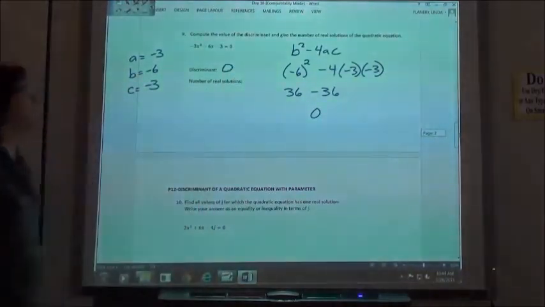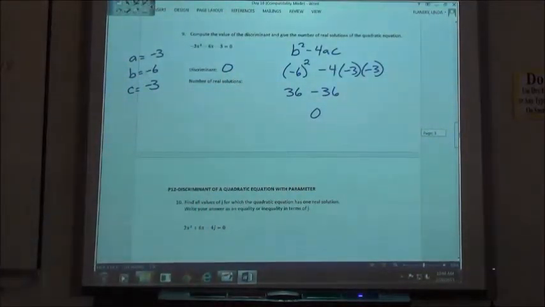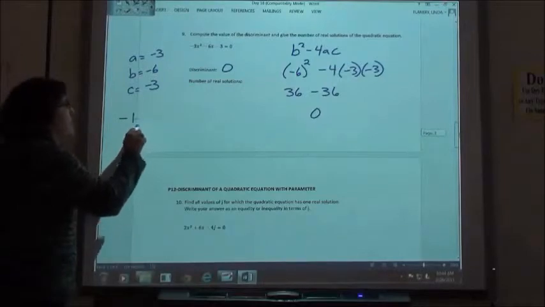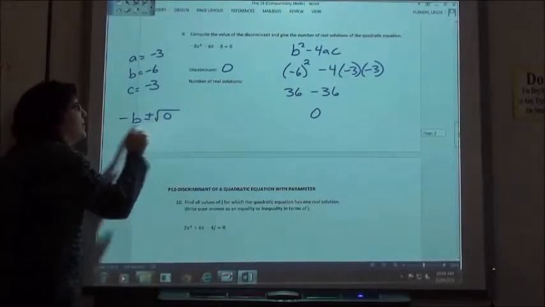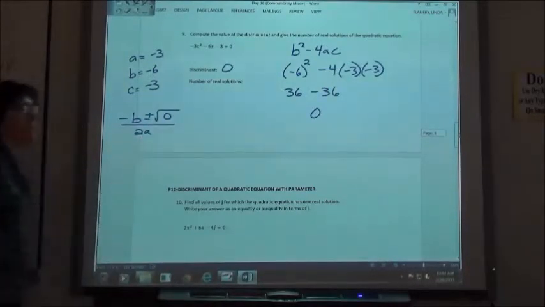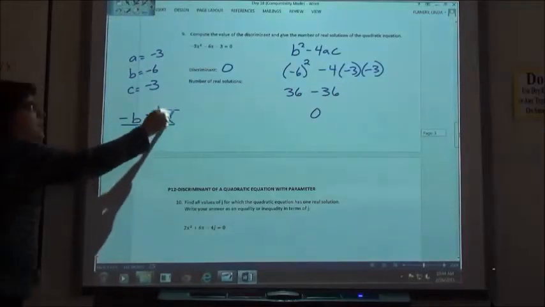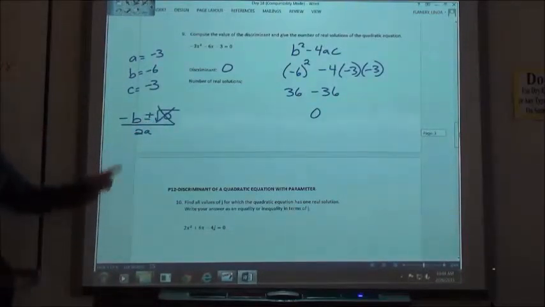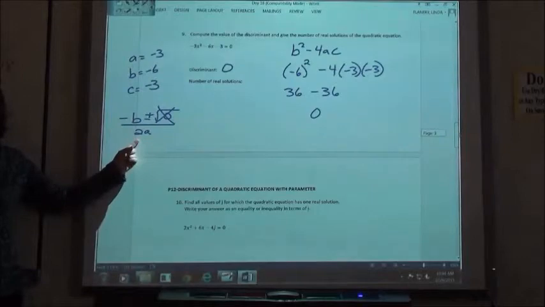If my discriminant is 0, how many real solutions do I have? No solution? No, you're going to have 2? No, because what I'm going to have is minus b plus or minus the square root of 0 over 2a, right? And if this is 0, I'm just going to get this one solution.